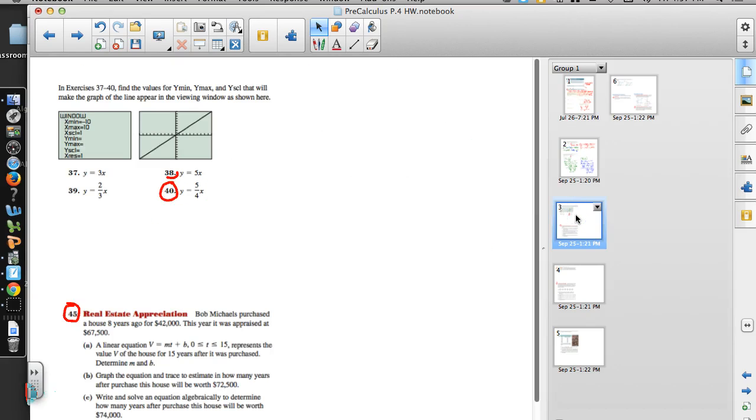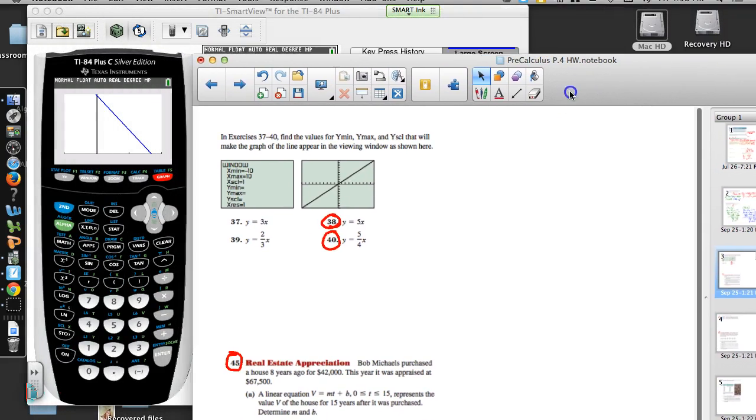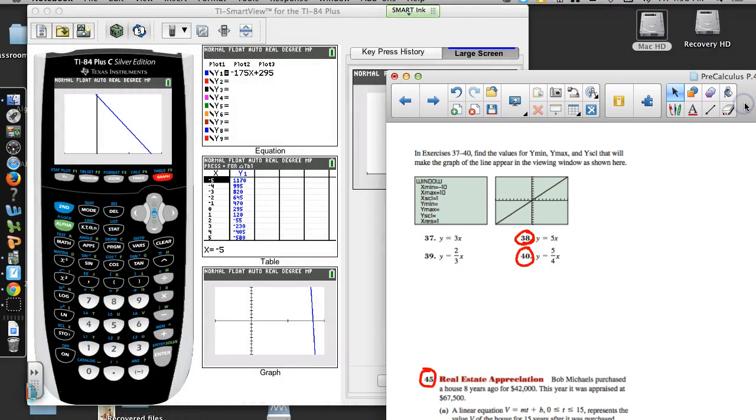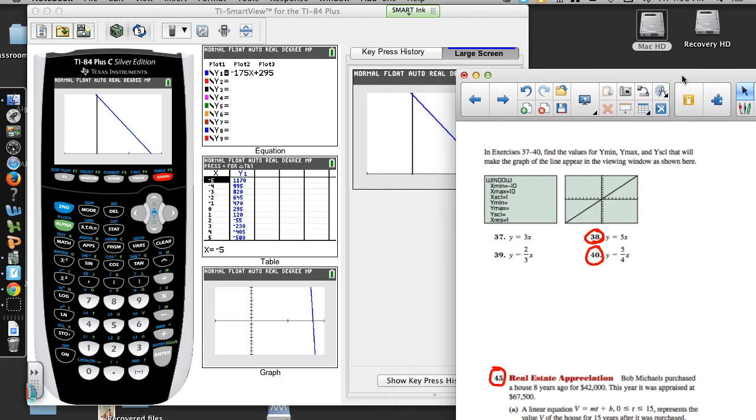So now we're at 40, well actually 38, I think you asked for both of those. Yep. All right, so 38 and 40 were asked for. And what this says is, in these exercises, they want us to find the values for y min, y max, and y scale that will make the graph of the line appear in the same viewing window as shown here. What they're asking us to do is mess with the y's in our calculator to end up going corner to corner on our window. And like you can see in the screen, we are supposed to leave the x's exactly as they are, but what we have to do is change the y's.